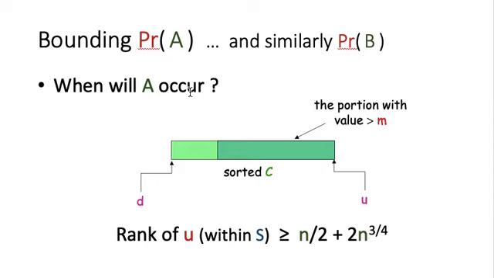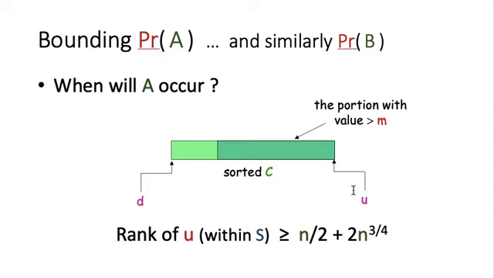So now we are going to bound the probability of A, and similarly, we can bound the probability of B. When will A occur? In the sorted C, let's say the dark green portion represents the numbers with value greater than m. When A occurs, this dark green portion will contain at least 2 times n to the power 3 over 4 numbers. The rank of an item is the number of items smaller than or equal to U.